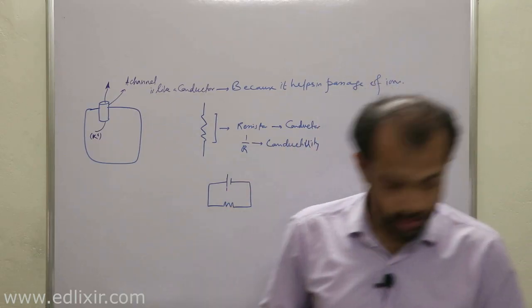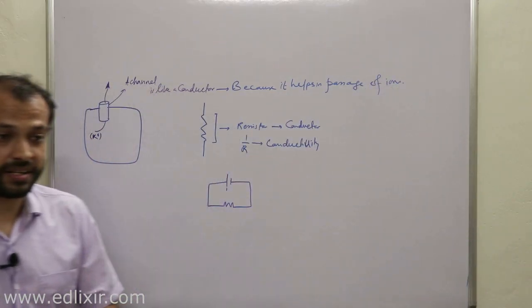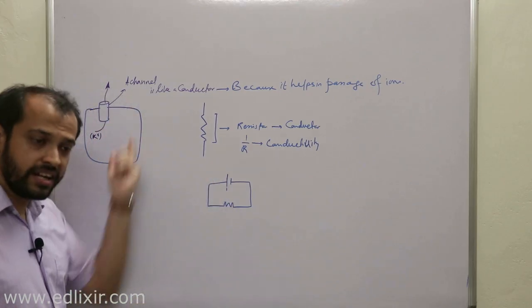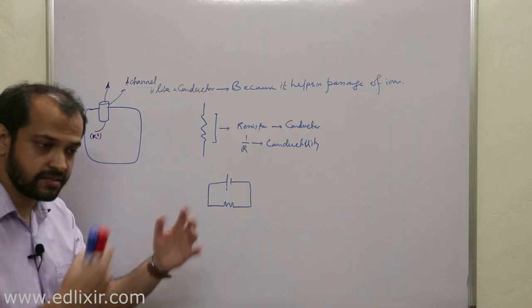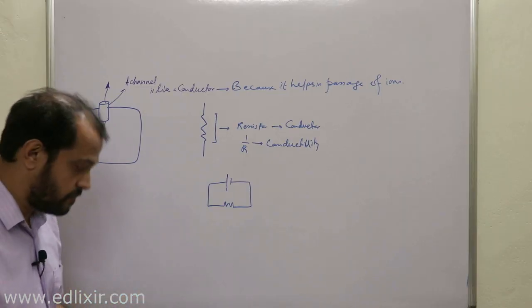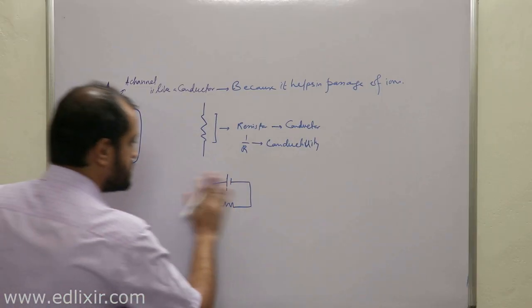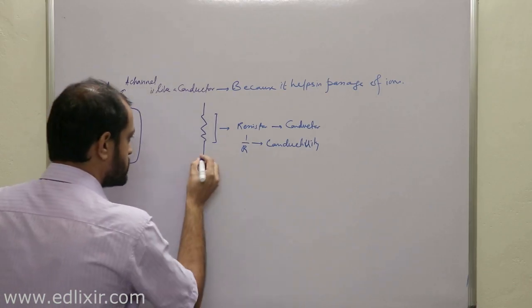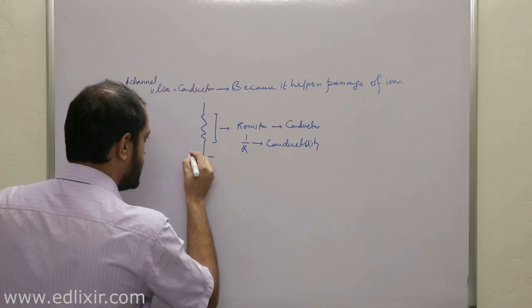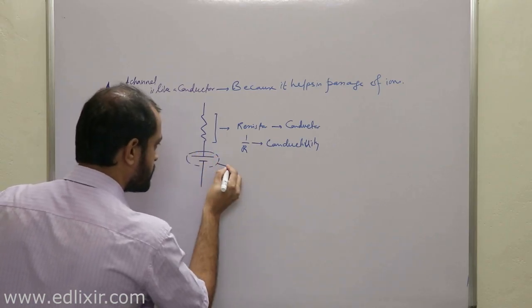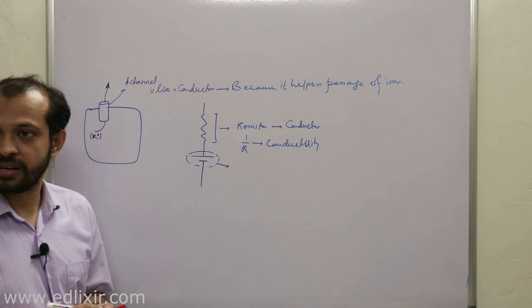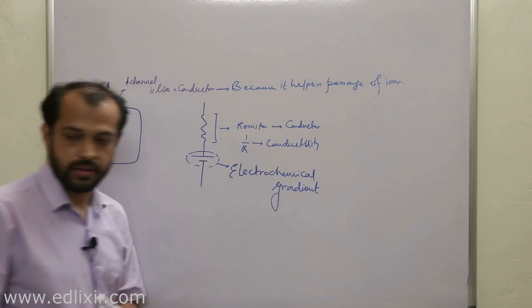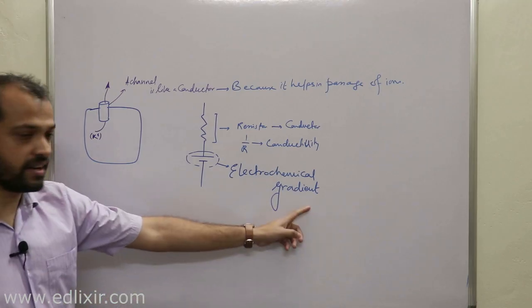Now a very important point is this: in this particular scenario, who is actually playing the role of battery? Why do we need a battery in this case also? Because we know that ions are moving in and out. That means current conduction is taking place. The battery in this scenario is the electrochemical gradient. The battery in this case is the electrochemical gradient.